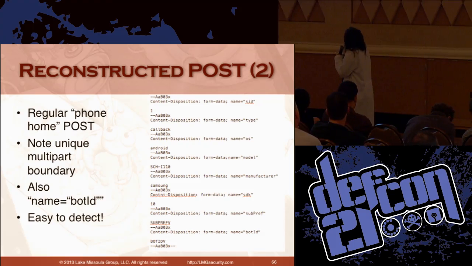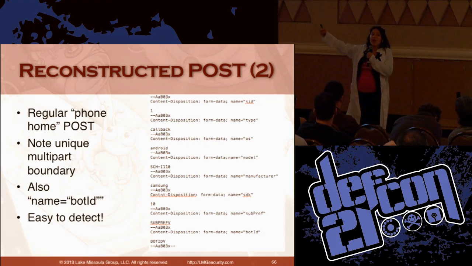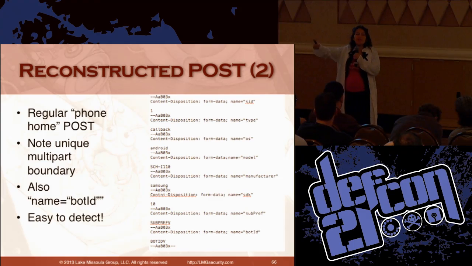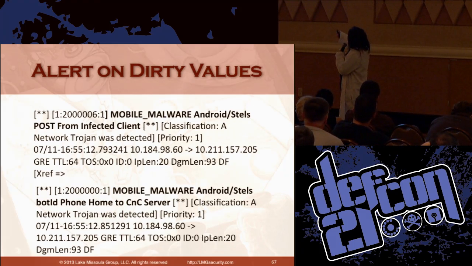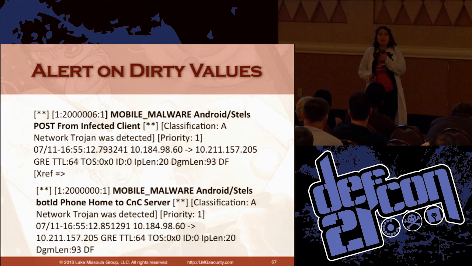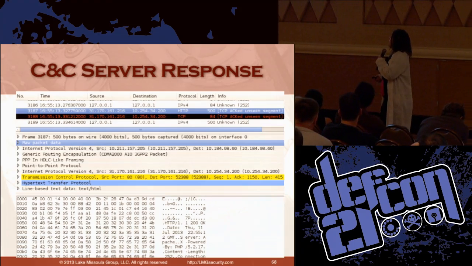Samsung, the manufacturer. So the bot sends a bunch of information about itself to the attacker every 15 minutes, or however long the attacker tells it. And we can see that happening here. Snort alerted on it successfully. I alerted on the string bot ID. I also alerted on that unique multi-part boundary in an HTTP post.